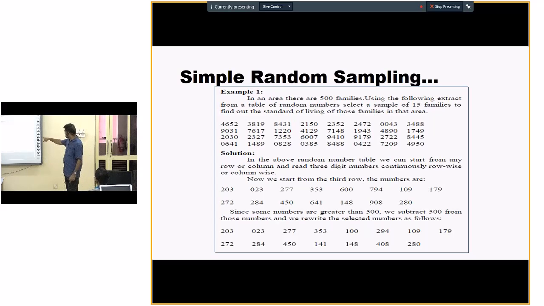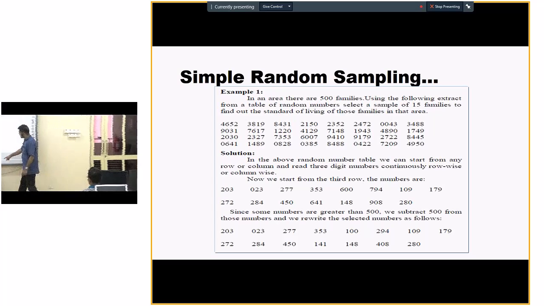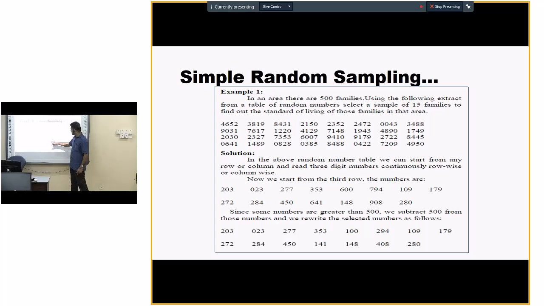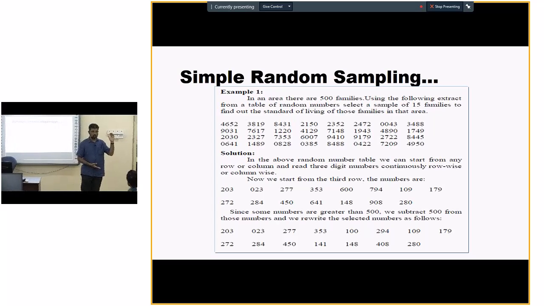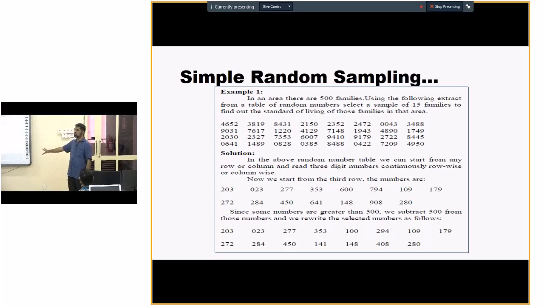Then next 109, okay, 179, okay, 272, okay, 284, okay, 450. Next one is 641. Again we reduce 500 from 641, then it becomes 141. Then 980, same, we reduce 500, then it becomes 480. Now these are the selected numbers after reducing 500. Then we have a 1 to 500 list, and we can select 15 out of that. That is the way of using a random number table.